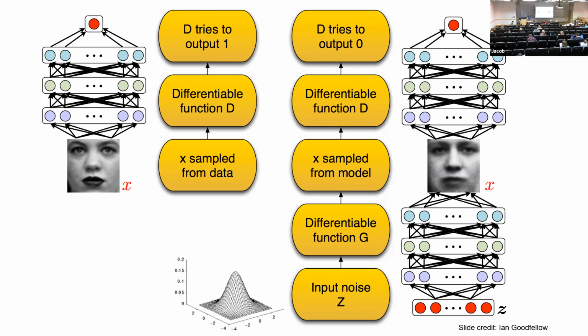Good question. Do you need to use a pre-trained discriminator? No. The discriminator is initialized randomly, and so it basically learns from scratch to distinguish real images from fake images.